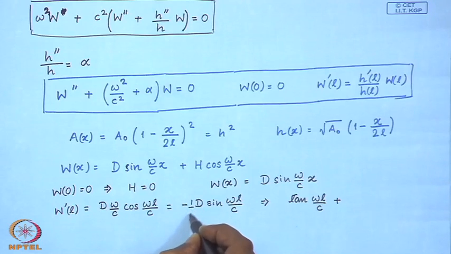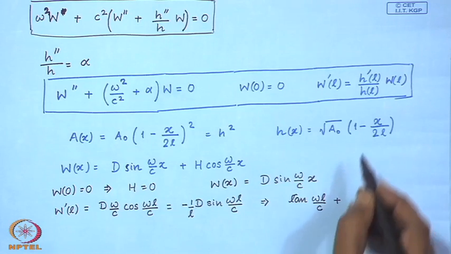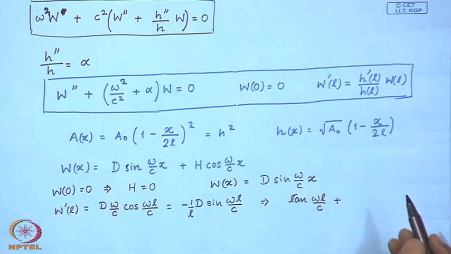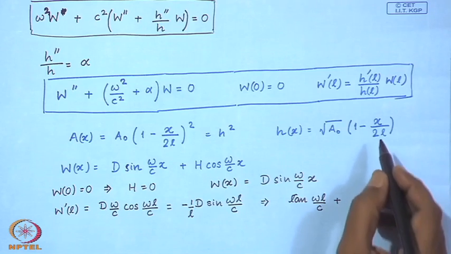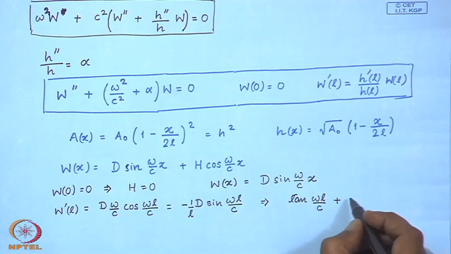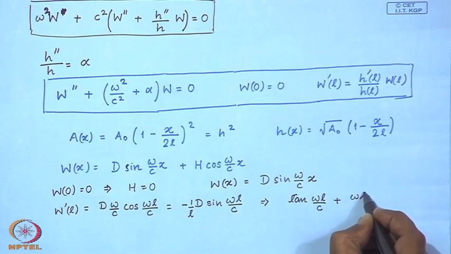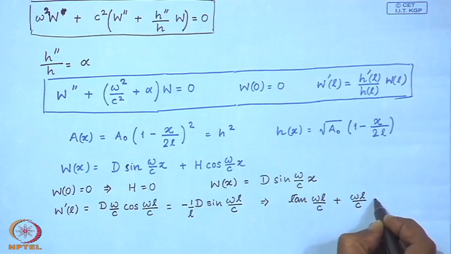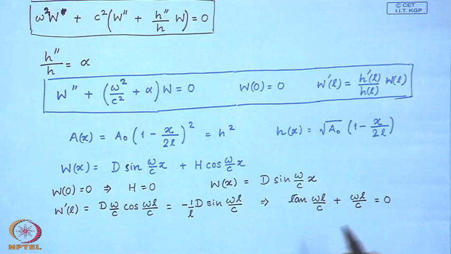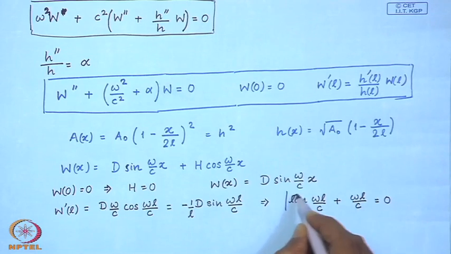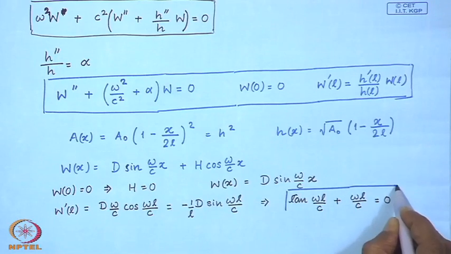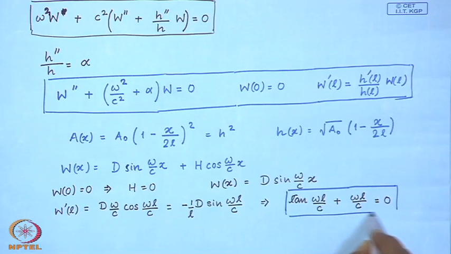here of course 1 over L will remain. So, what we obtain by applying these two boundary conditions is the characteristic equation of our system.